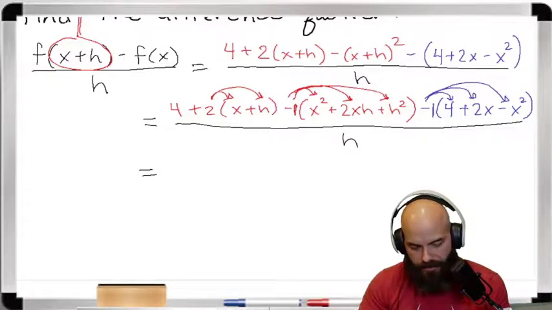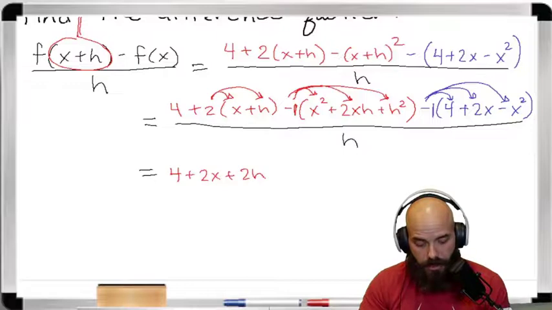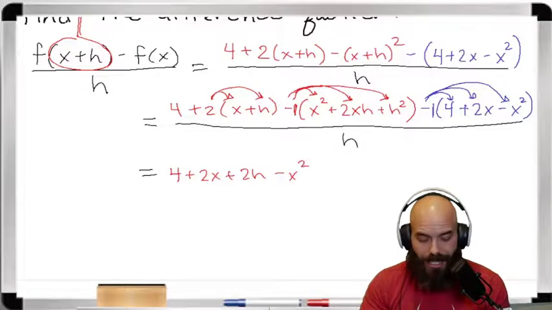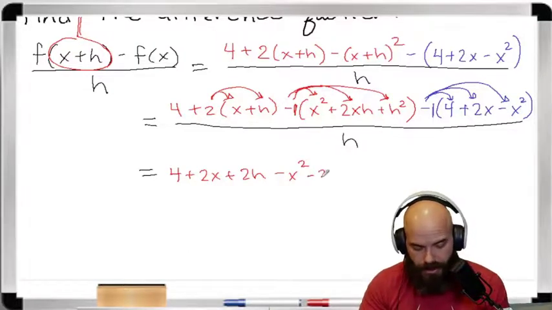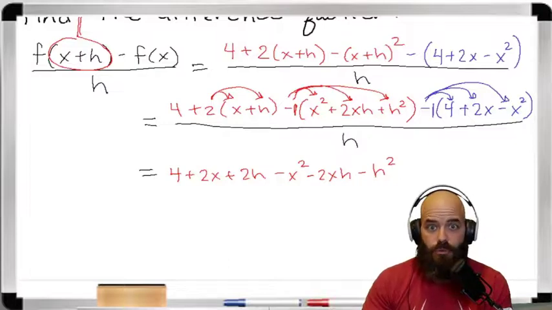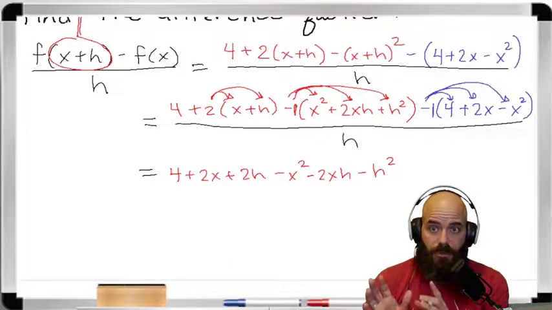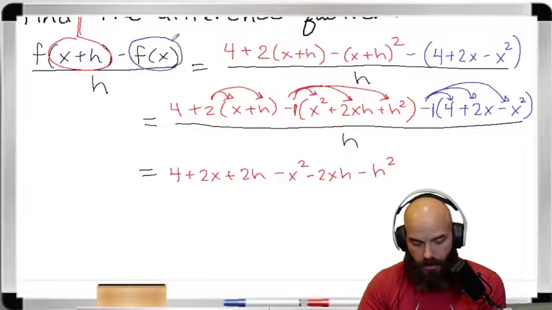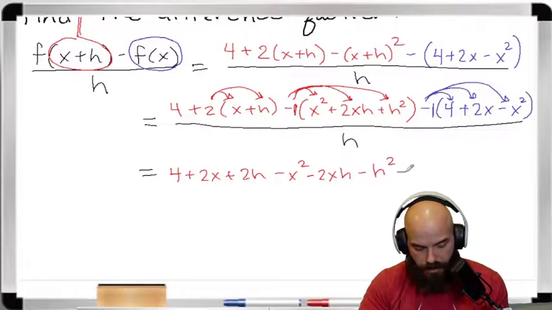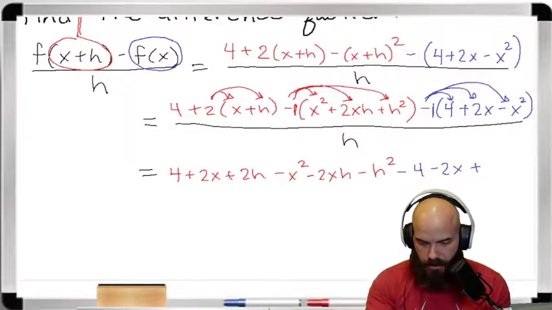Okay, and so what I'd have is 4 plus 2x plus 2h minus -1 times x squared is minus x squared. -1 times 2xh is minus 2xh. And then finally minus h squared. And then when I distribute the blue -1 into my function, so the minus f of x part, I never color coded that earlier, so that's that part. When I distribute that, basically that's just going to say minus 4 minus 2x plus x squared.